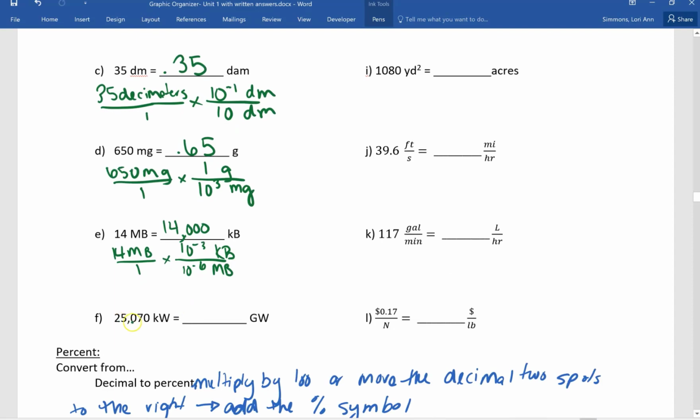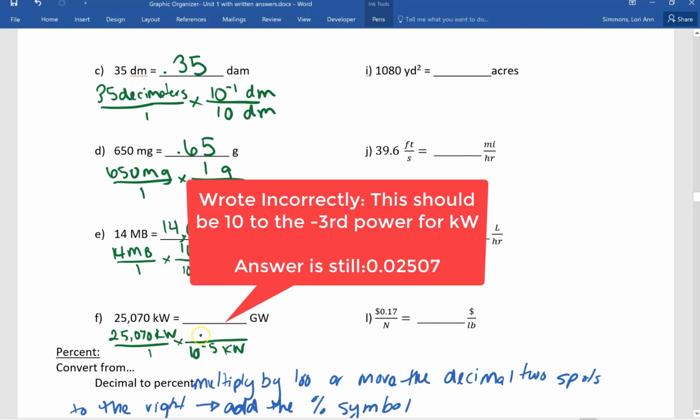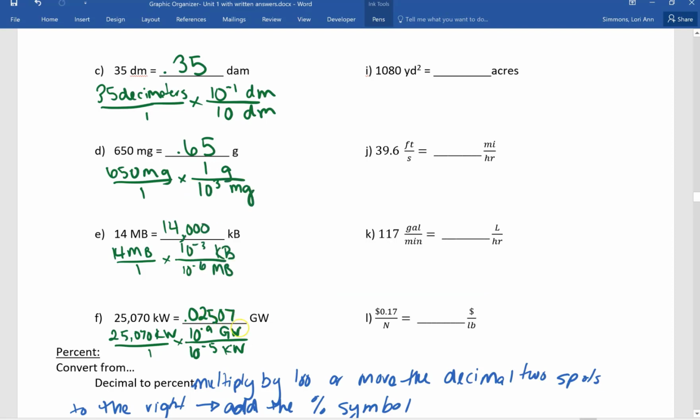F, we have 4 significant digits. Our answer should end with 4 significant digits. So 25,070 kilowatts. Kilowatts need to go on the bottom. There's 10 to the negative 5th kilowatts, and there's 10 to the negative 9th gigawatts. Final answer should be 0.2507. And there is 4 significant digits there, so that matches up.